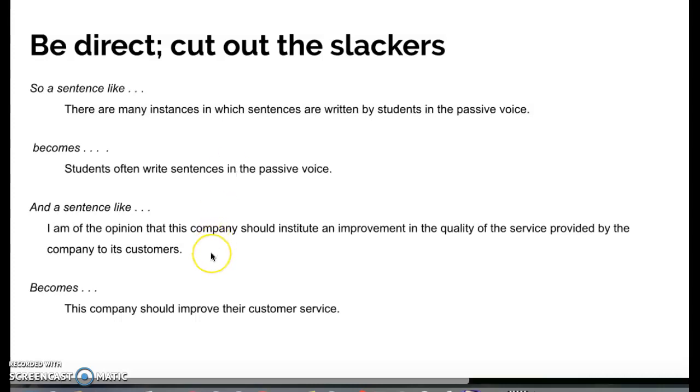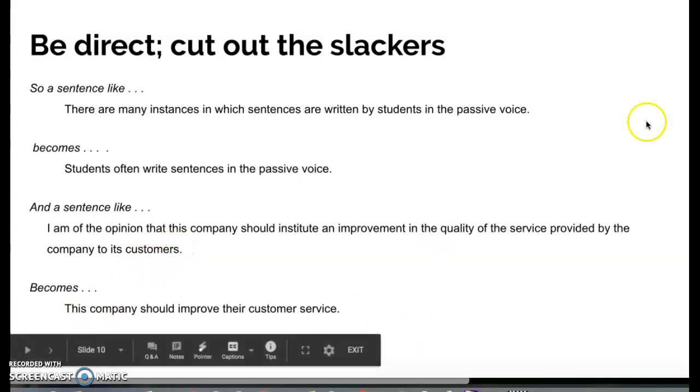Look at a sentence like this one. I am of the opinion that this company should institute an improvement in the quality of the service provided by the company to its customers. Well, that's a lot of wording. It sounds like somebody's really trying to show off or something, but really the point is this company should improve their customer service. Try to get directly to the point.